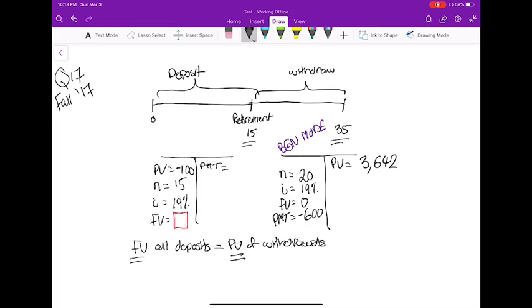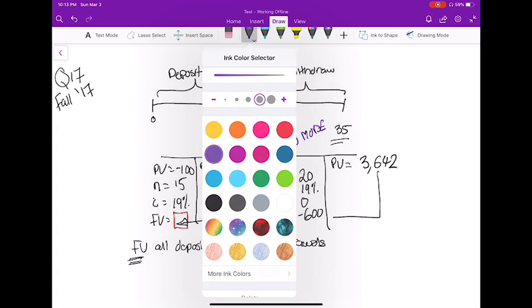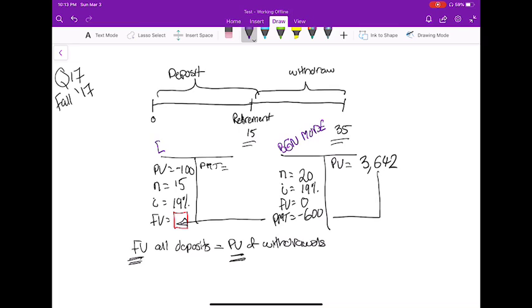Since we know that the present value of the withdrawals equals the future value of all your deposits, then you just take this number over here and you plug it here. Okay, guys? Now, if you read the question, you want to make sure, is it happening at the beginning of the year or at the end of the year? You'll realize that it happens at the end of the year. The deposits happen at the end of the year. So make sure you have this over here in end mode. Okay?